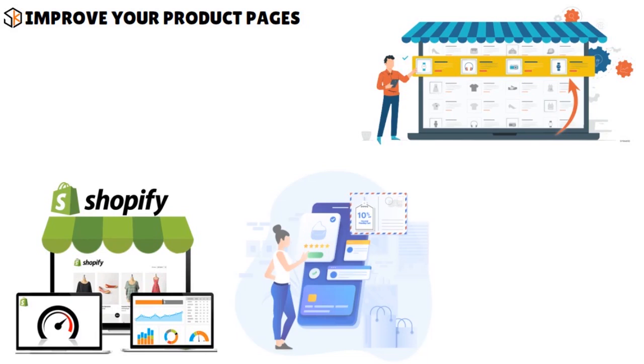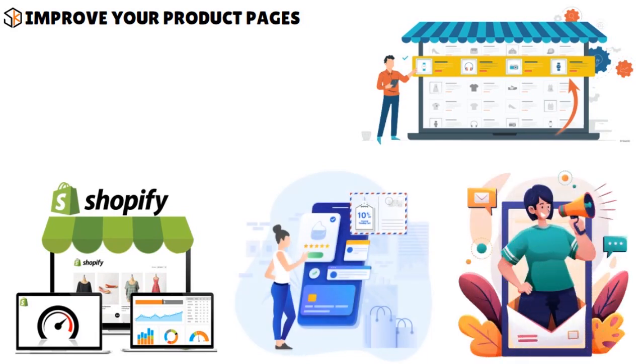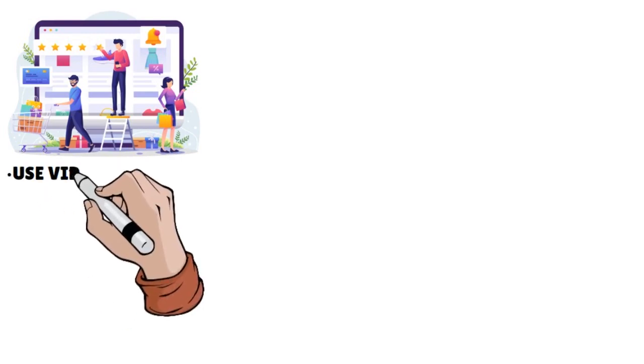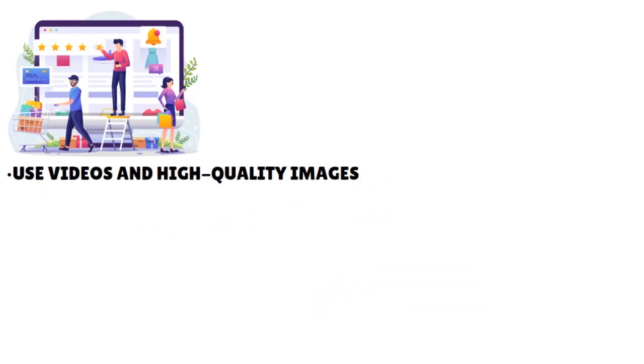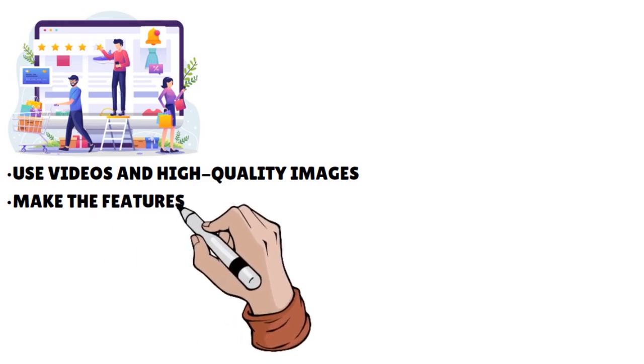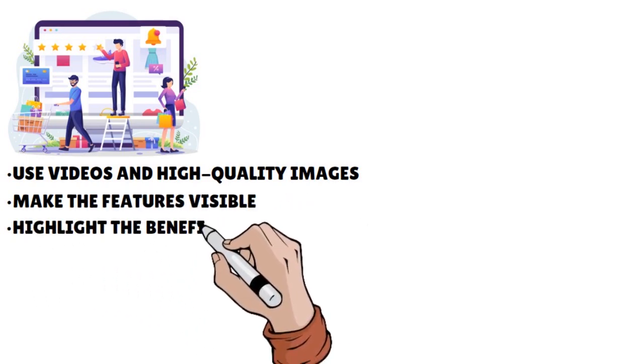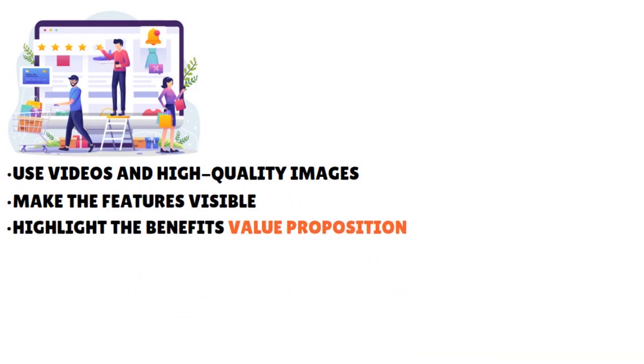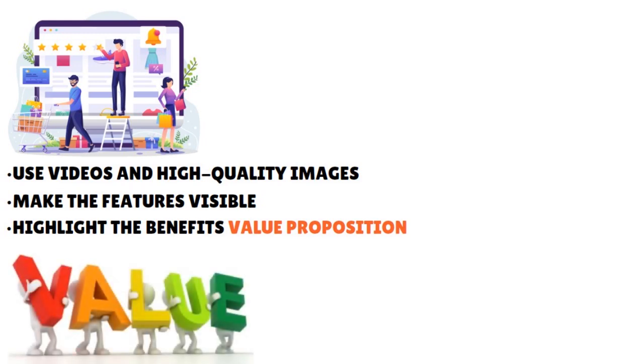Once a customer is already on your online store, we can say that your ad or marketing efforts have yielded good results, right? The goal now is to ensure that your product pages are convincing enough for the viewer to buy. For instance, you want to use videos and high quality images. You want to make the features visible and highlight the benefits. In other words, the value proposition to the buyer, not to you. Don't just list the features of the product. You want to show the value proposition.